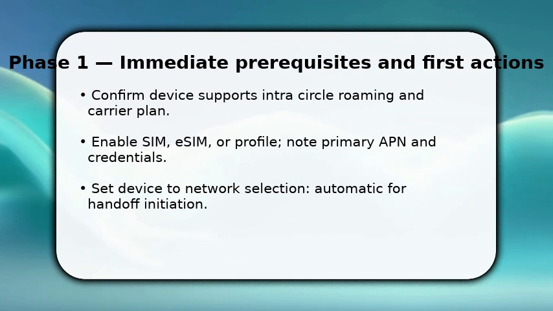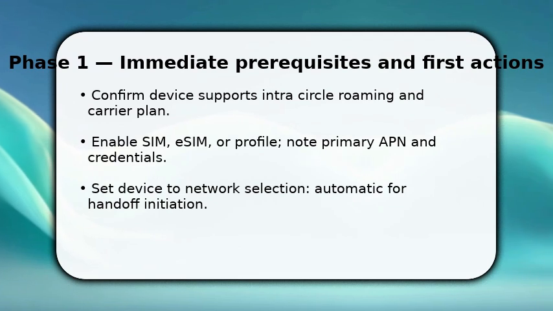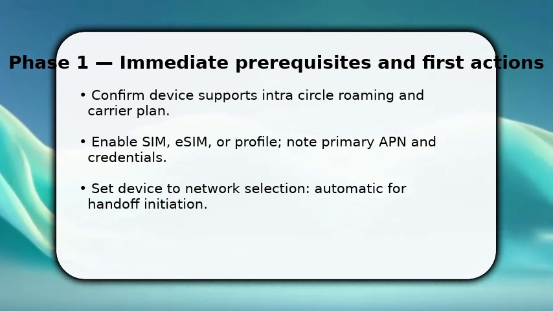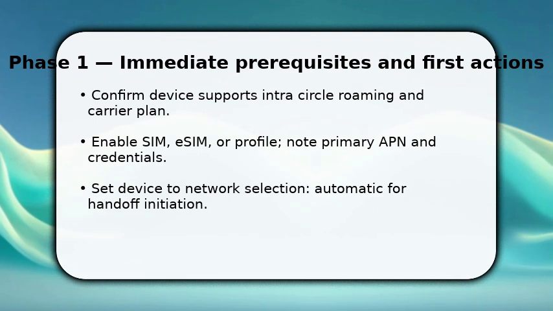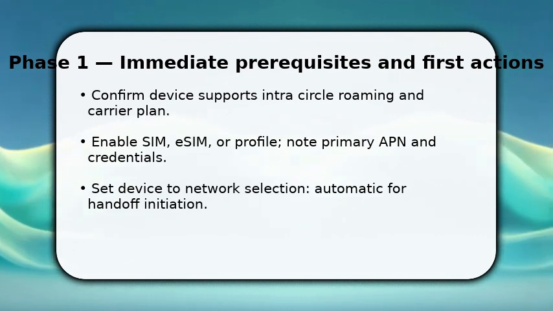Next, set network selection to automatic to allow handoffs. This lets the radio seek sister cells. Make sure to note any carrier-specific flags. Those will determine if roaming within the same operator circle is permitted.